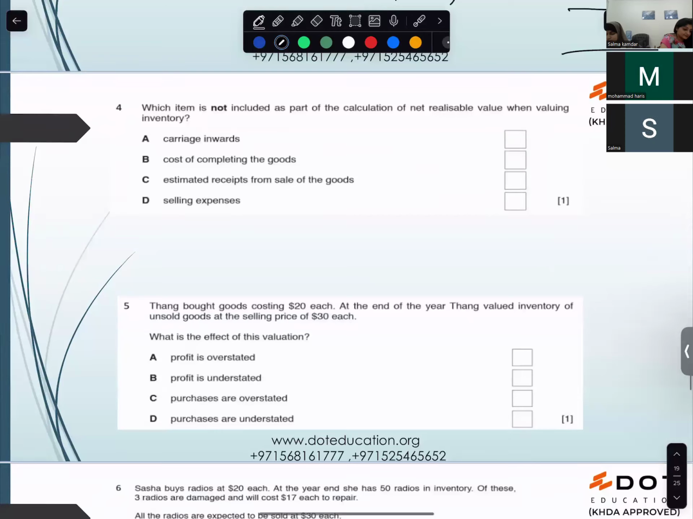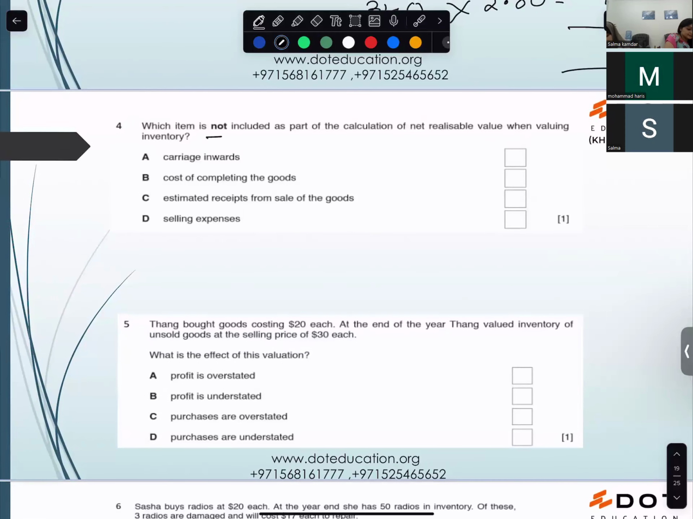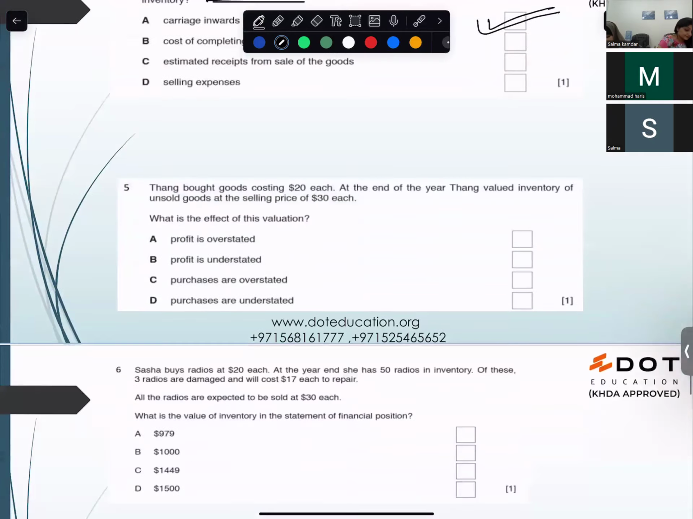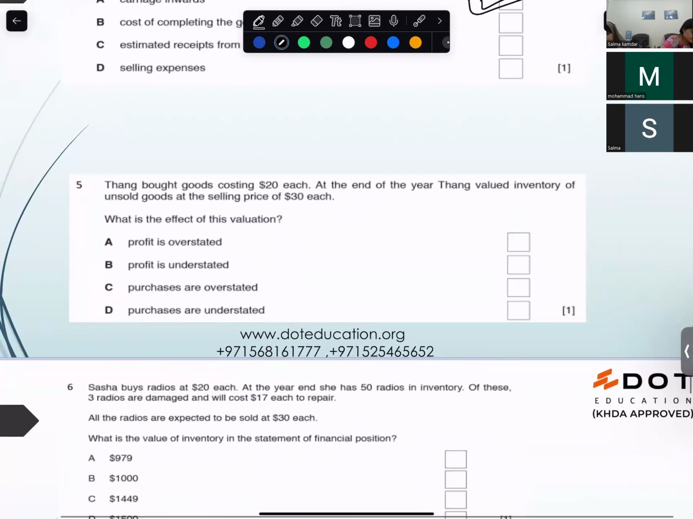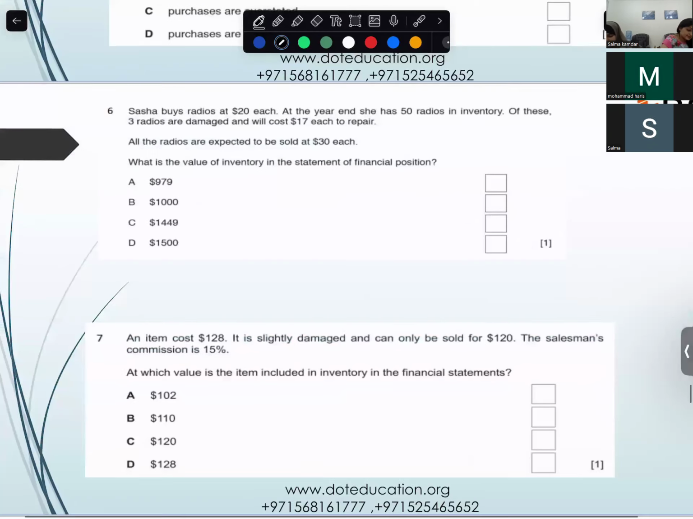Next one. A. Next one. A. Closing inventory is overstated. Yeah. It's income, so our profits would also be overstated. Next.